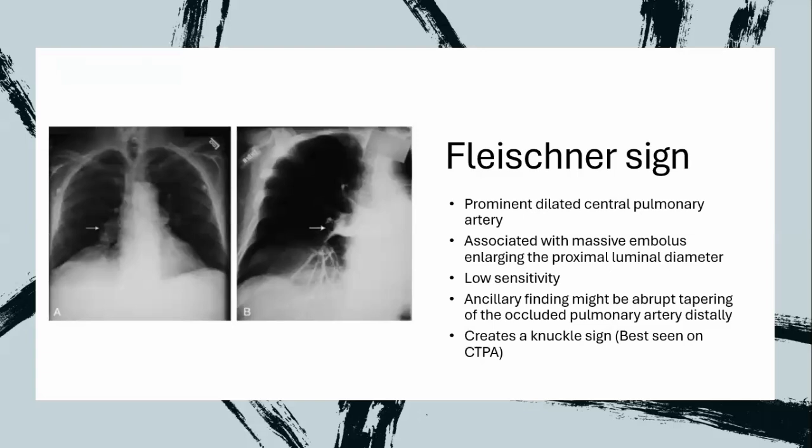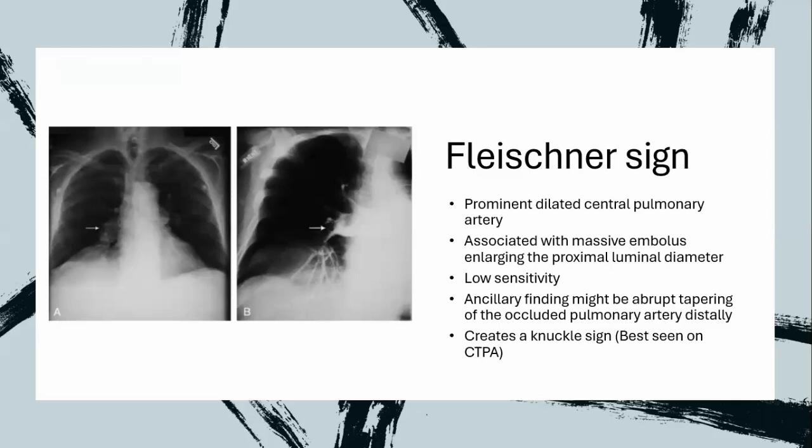Then the Fleischner sign, honestly, I have not heard of it until I went and did my research for this talk. Maybe I just missed it. But you can see there, they've pointed out nicely for us. So it's a prominent dilated central pulmonary artery. It's associated with a massive embolus.